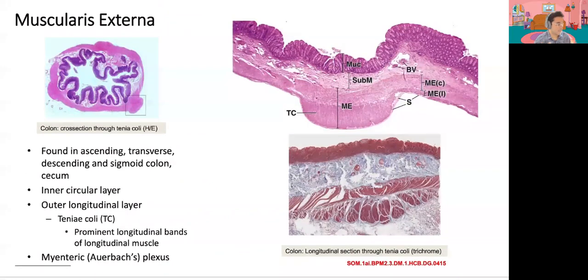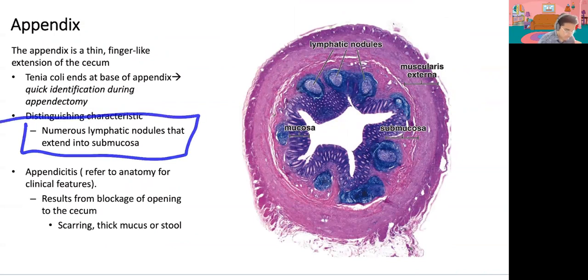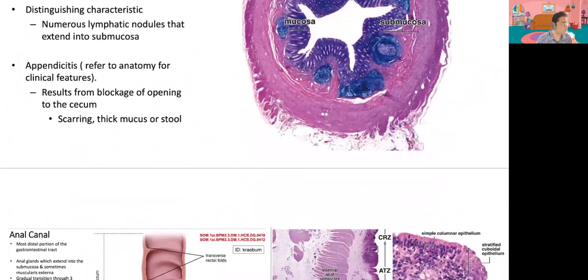Myenteric versus meissner's plexuses, those are critical. Make sure you review those and where each of them is located, because it tells you a lot about the GI physiology lectures coming up. Appendix: just memorize this picture and you will be solid. Obviously they'll give you more than just this picture. So know the positive psoas sign, know visceral versus somatic pain, and you should be solid. You're going to see numerous nodules extending into the submucosa. It's a vestigial organ, so it looks very similar to the large intestines, and the Taenia coli is used to identify it.